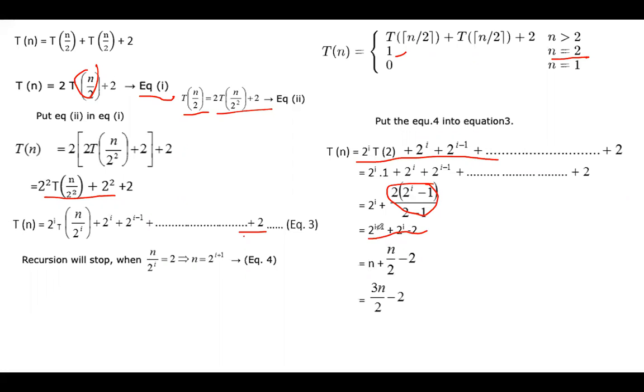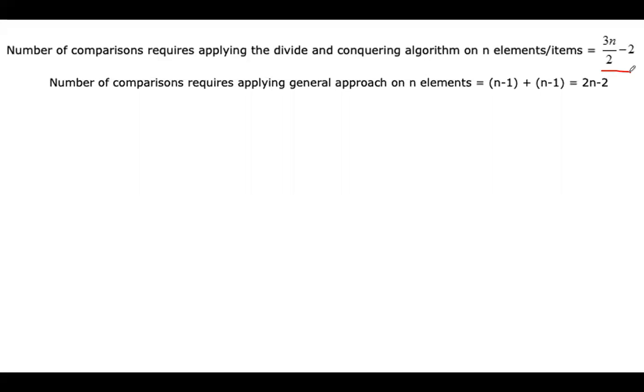Okay, 2^(i+1) is nothing but n. 2^i is nothing but n/2, minus 2. So if you solve it, you'll get 3n/2 minus 2. T(n) is nothing but 3n/2 minus 2. So this is for the recursive max-min algorithm. The number of comparisons required when you apply the divide and conquer algorithm for n elements is 3n/2 minus 2.